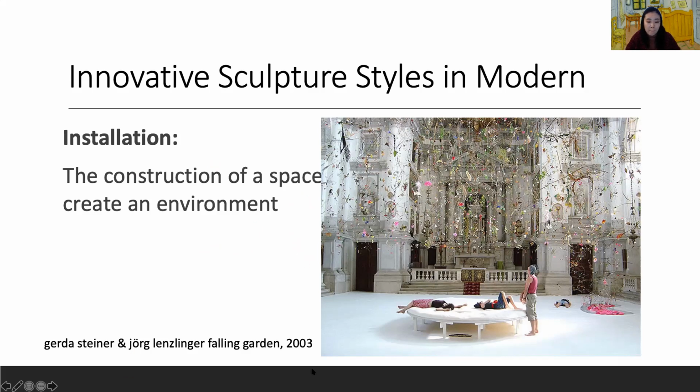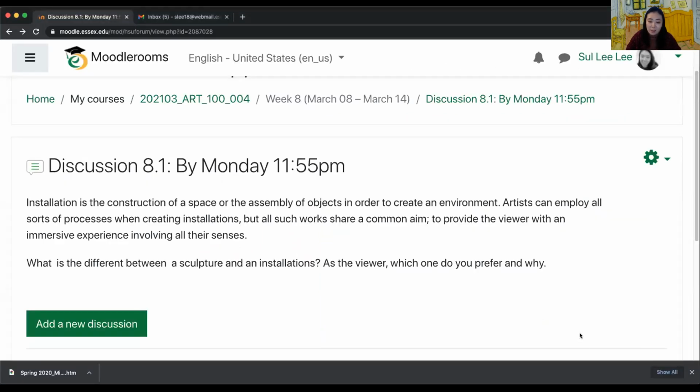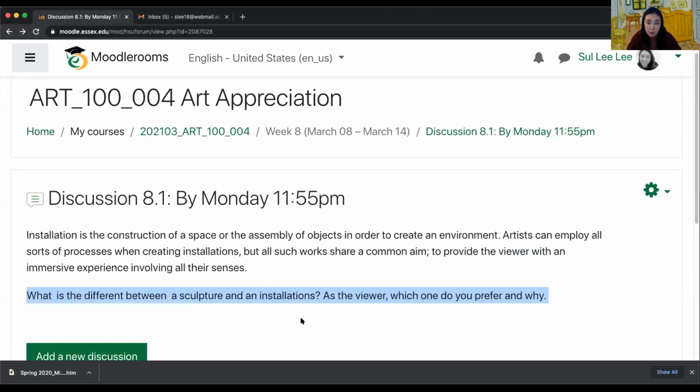And we have a discussion today, which is very simple and easy, since it's right next to the day of the midterm. All right, so this is today's topic. What is the difference between a traditional sculpture and an installation? As the viewer, which one do you prefer and why? So please answer this question by tonight, and by tomorrow, I need you to reply to your peers.